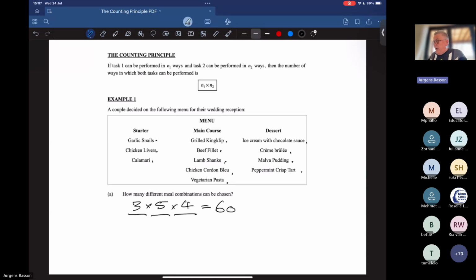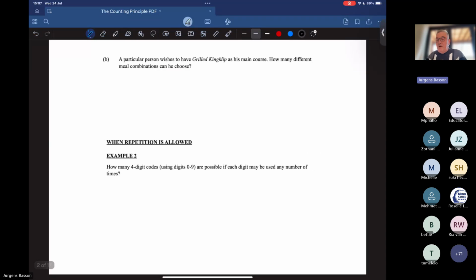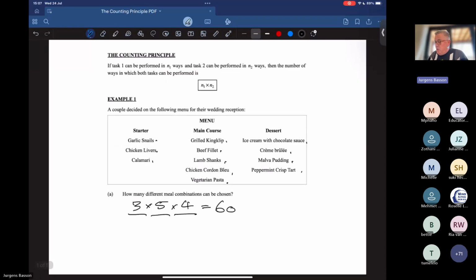So let's look at the next question, which is also on the menu. You will see that is the B part of the question. I say a particular person wishes to have grilled king klip as his main course. How many different meal combinations can he choose now? So there are still the 3 tasks, like we said, but now instead of the main course having 5 possibilities, the main course must be grilled king klip.